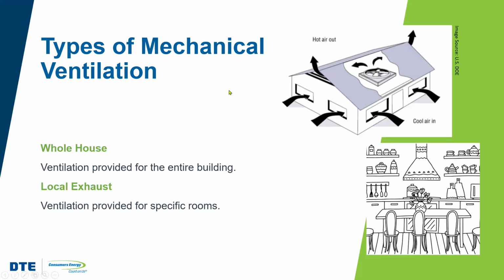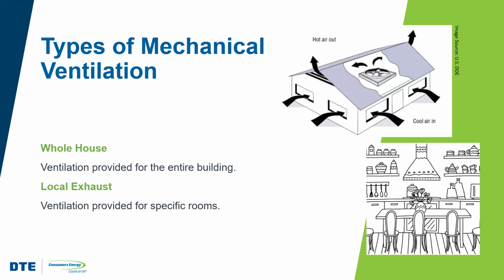The types of mechanical ventilation. So we've got two types of ventilation, and then we've got two types of mechanical ventilation. So mechanical ventilation can either be for the entire house, or it can be for specific rooms. Now, currently, our Michigan residential code and our energy code allow us to use either whole house or local exhaust.